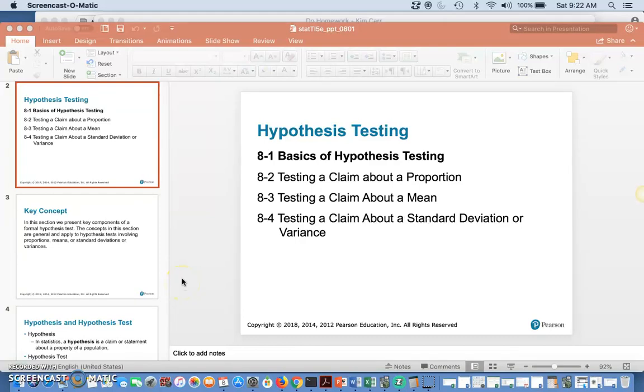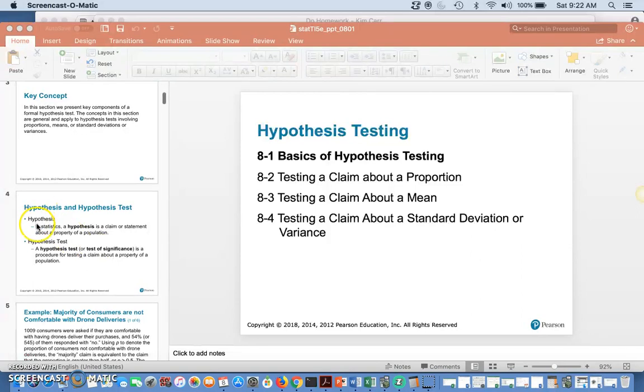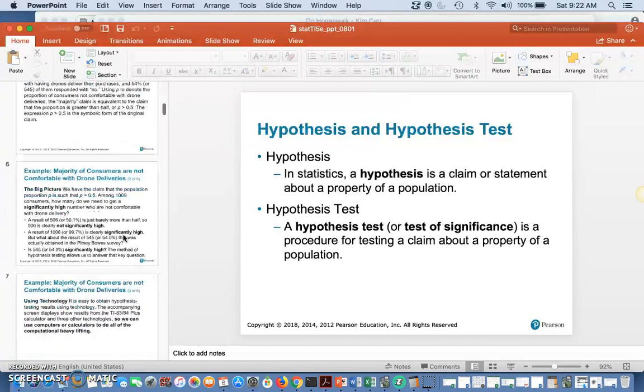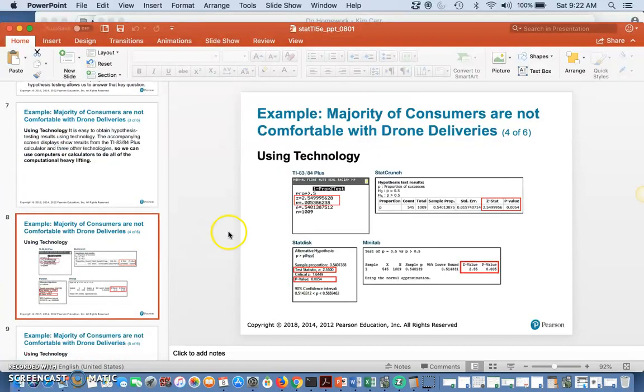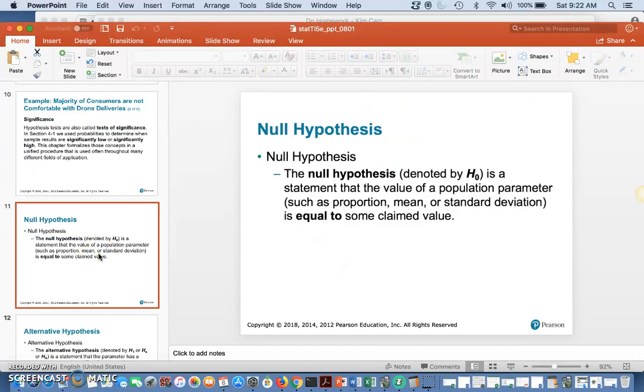Okay, we're starting chapter 8, which deals with hypothesis testing, and this is just the basics. A hypothesis in statistics is a claim or a statement about the property of a population. A hypothesis test is a procedure for testing a claim about that. There's lots and lots of detail in the PowerPoints. This is the output, and this is the way it looks in StatCrunch. There's a lot of important information in these PowerPoints.